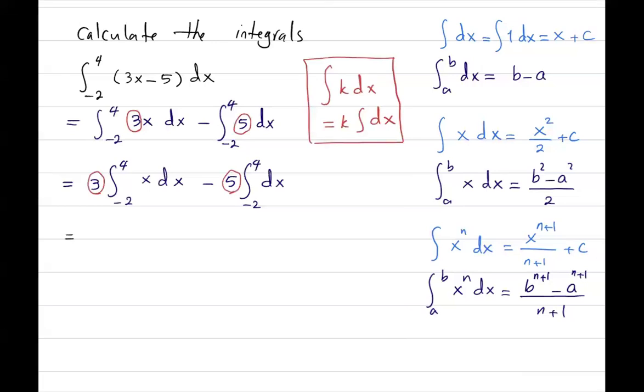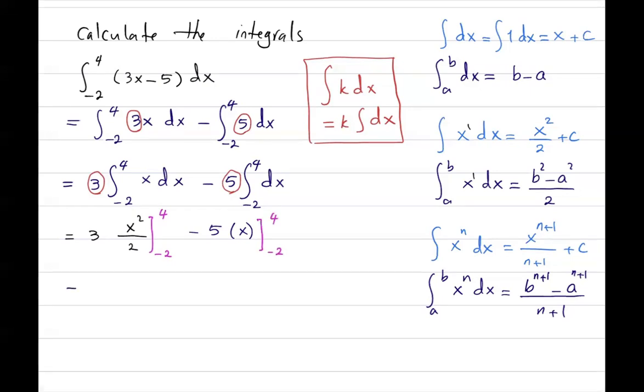Now, this can be written as 3 times the integral of x, where x has invisible exponent 1, so it becomes x squared divided by 2, following the definite form, x squared divided by 2, ranging between -2 to 4, minus 5, and the integral of dx, as you know, is x plus c, but if you just take the x itself in definite form, you have to just add the boundaries here.